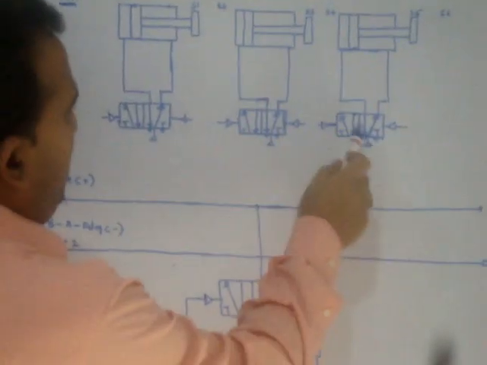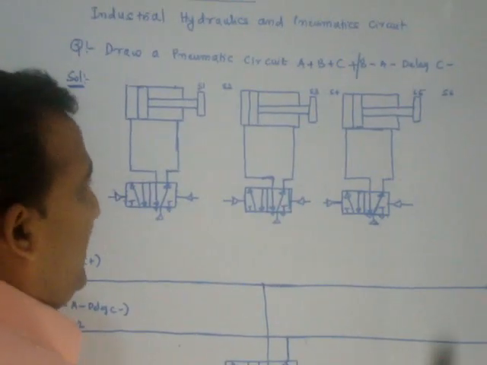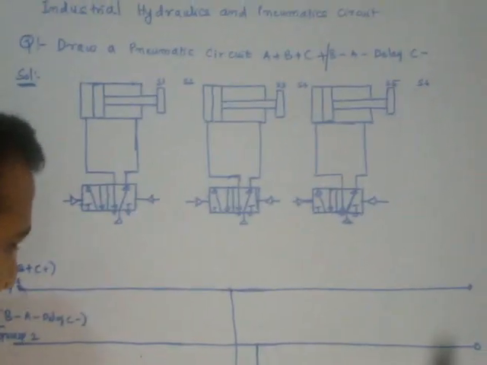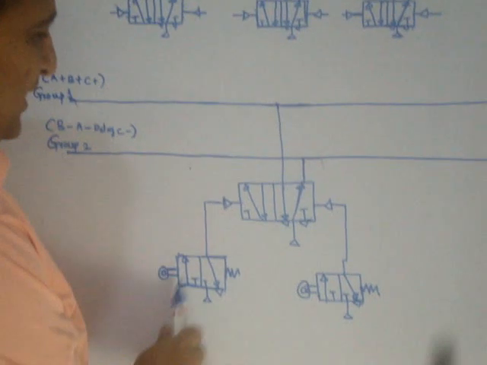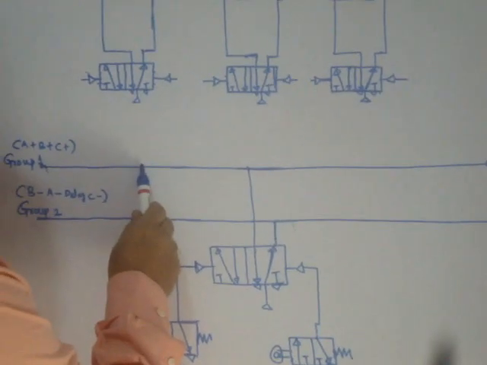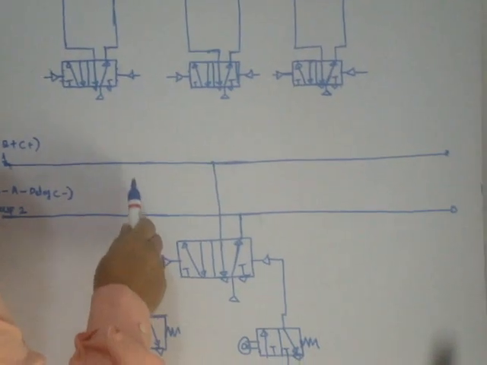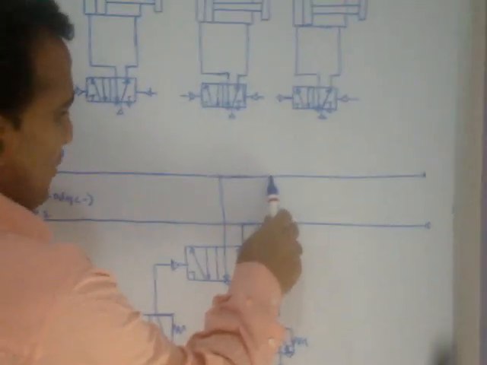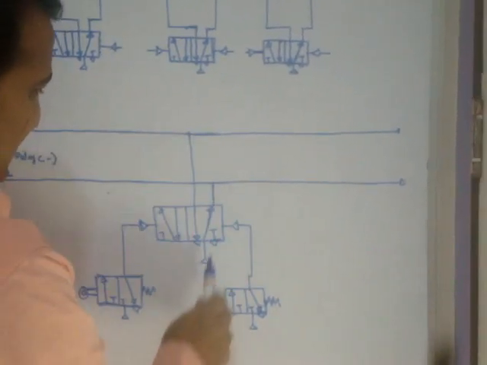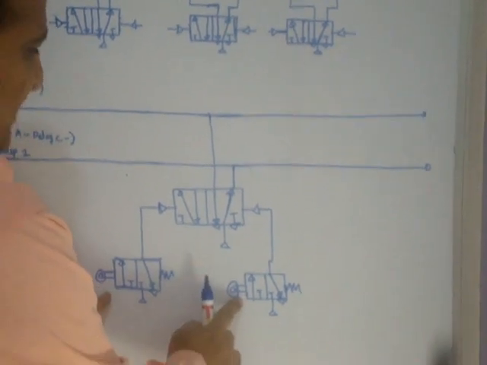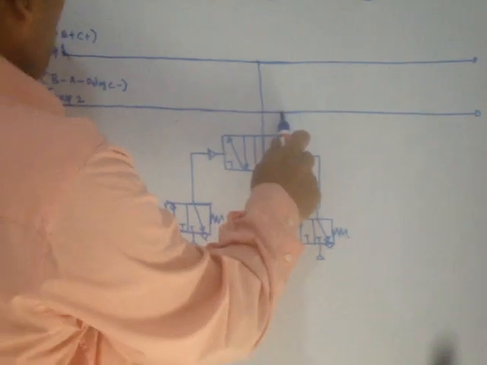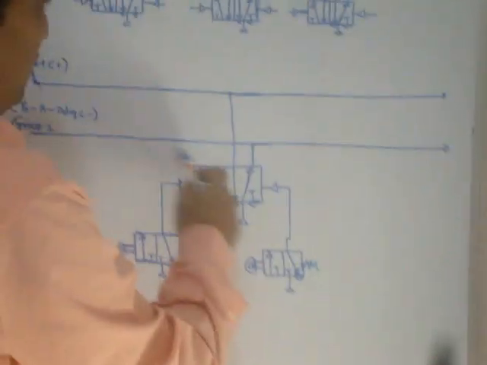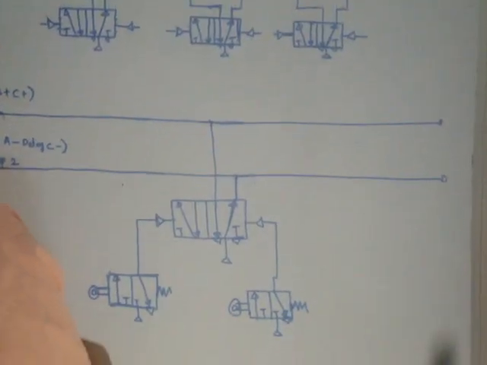Basically these are called 5 by 2 pilot operated valves, and it is very important to understand how this valve works. This is also 5 by 2. When this position is on, the line above, group 1, is on and group 2 is off. If I press this, this line is on and that line is off. Presently, even though I have not pressed anything, I have still given the connection to group 2. Here this is a compressor. Only one compressor is sufficient, but I am showing the compressor at different levels. So we'll start the problem.